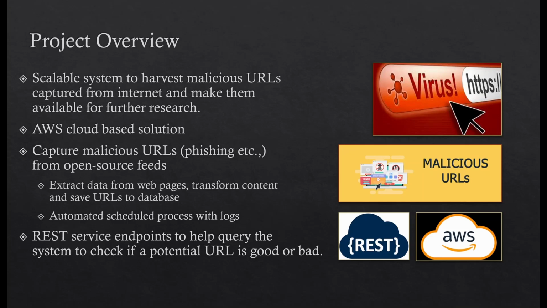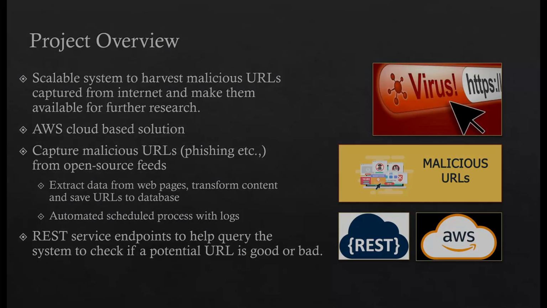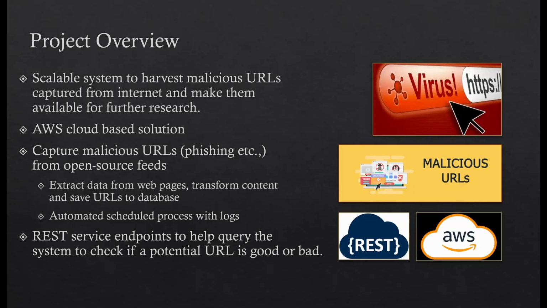As a part of part 1, we'll be capturing the data from internet feed through an AWS Lambda function, which is triggered through EventBridge. The data is extracted from the web pages. It is transformed to suit our solution, and the extracted transformed data is then loaded to the database. The database is hosted on AWS RDS MySQL system.